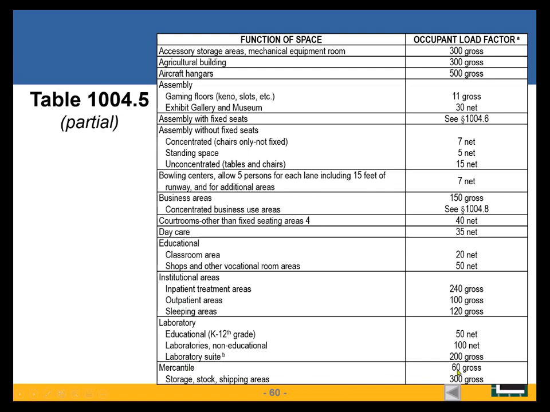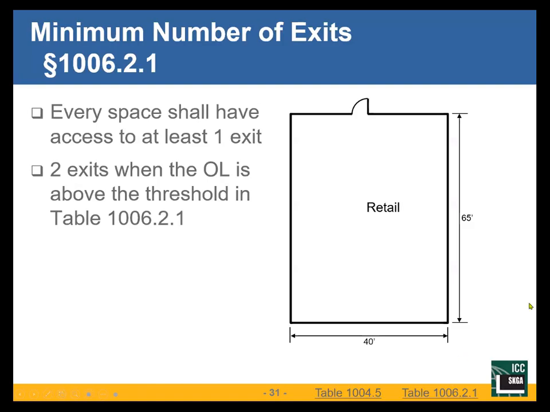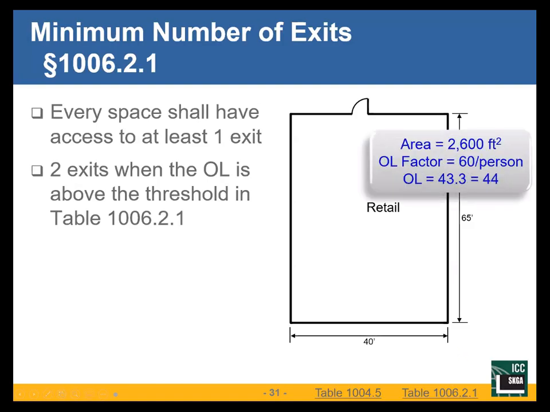60 square feet gross. We're going to ignore the gross. And we have 2,600 square feet divided by 60. I get 43.3 occupants. 43.3. Question, which way do I round? I can't have 0.3 people in there. So would I round it down or round it up?